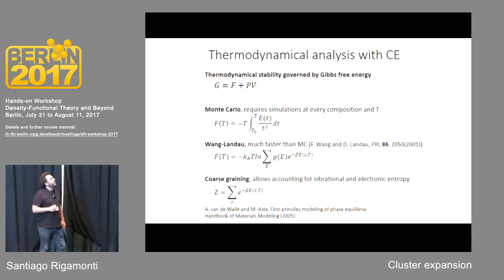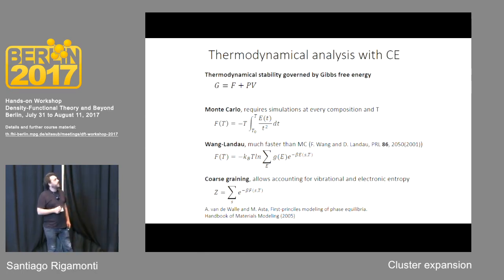So usually the free energy can be calculated as an integral between some certain temperature and the temperature that you are interested in. Here, this is the internal energy of your crystal. This is what you calculate with the cluster expansion. The drawback of this way of doing the calculation is that to obtain the internal energy at every possible temperature in this interval, you have to perform a Monte Carlo simulation at every different temperature.